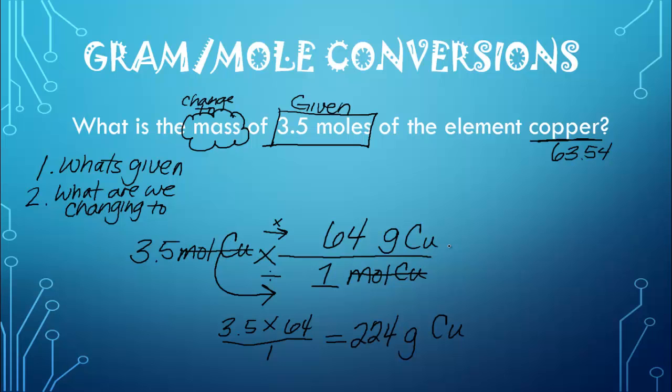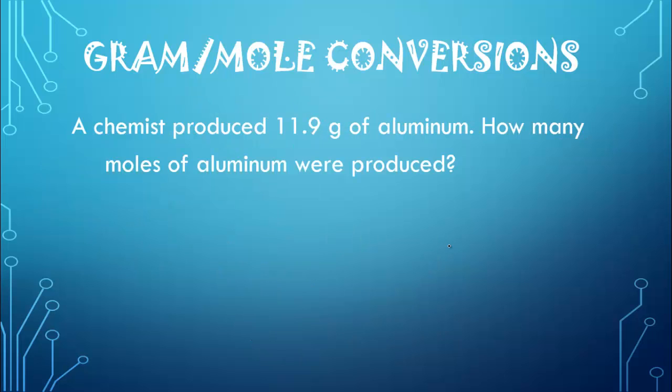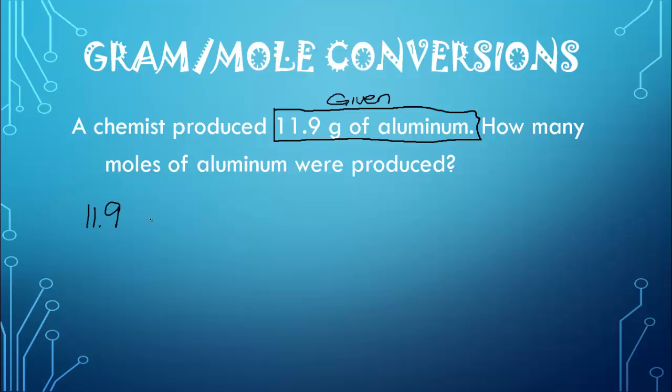Let's do another one. A chemist produced 11.9 grams of aluminum. How many moles of aluminum were produced? The first thing we need to know is what is given. So we have 11.9 grams of aluminum. So that's what's given. So that is where we're going to start our problem. So we have 11.9 grams of aluminum. And next, we times our line.